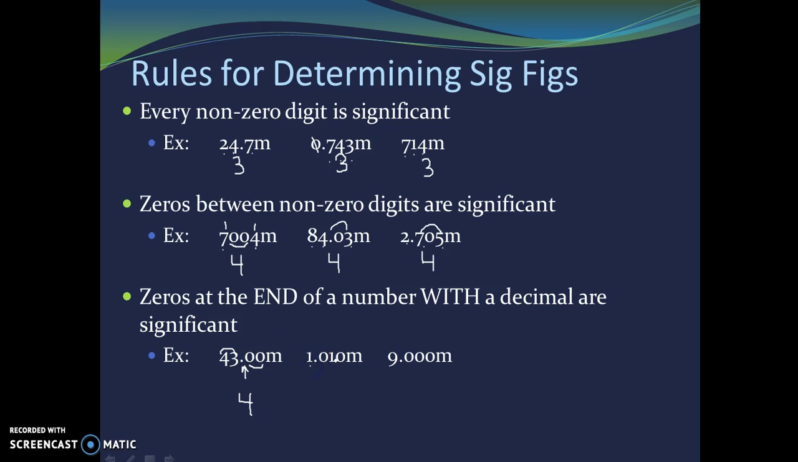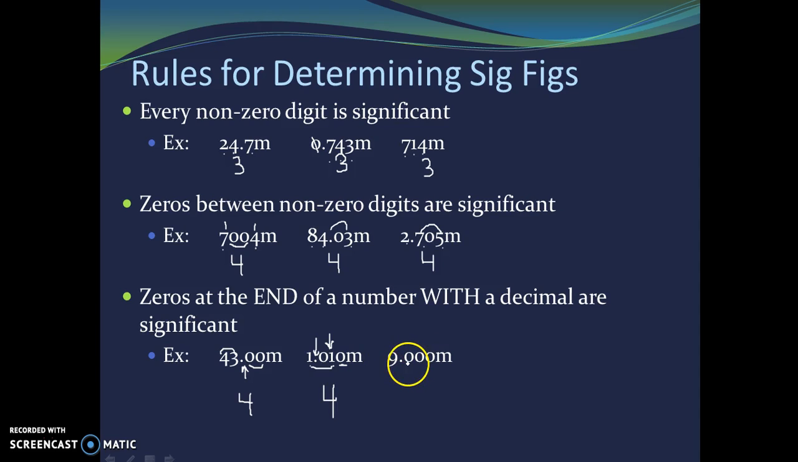1 is significant. 1 is significant. This 0 is between two non-zero digits. This 0 is at the end. There is a decimal here. There are non-zero digits in front of it. That means it is significant. This number also has 4 sig figs.